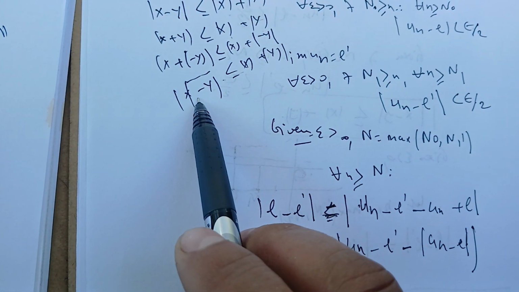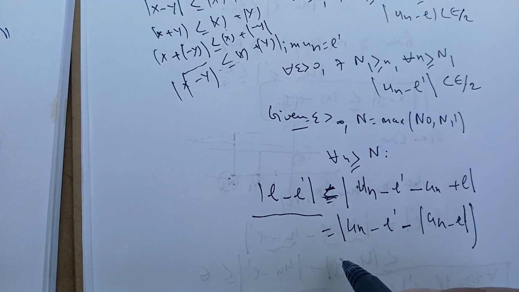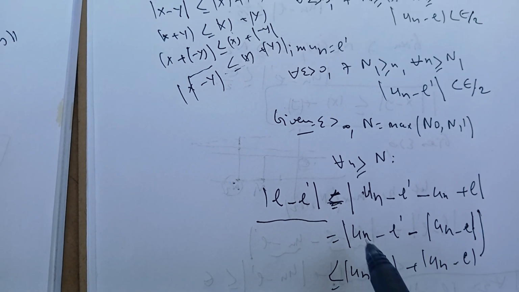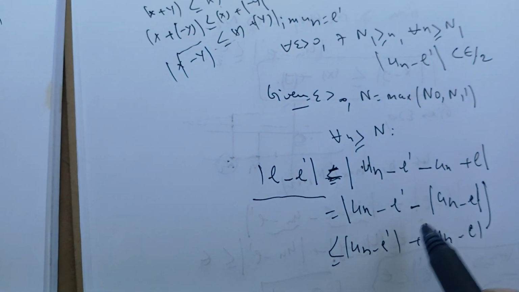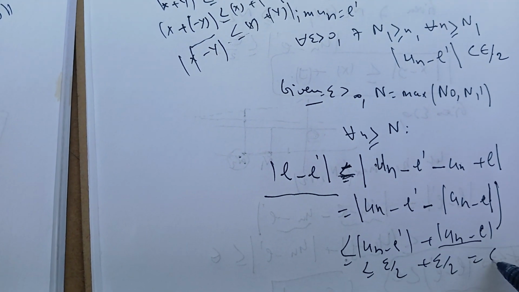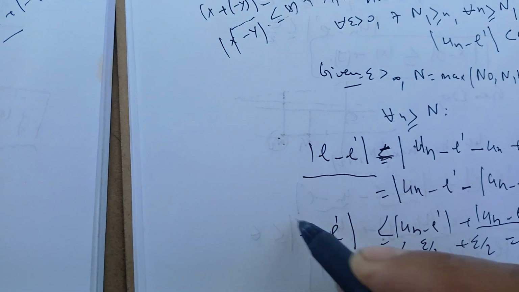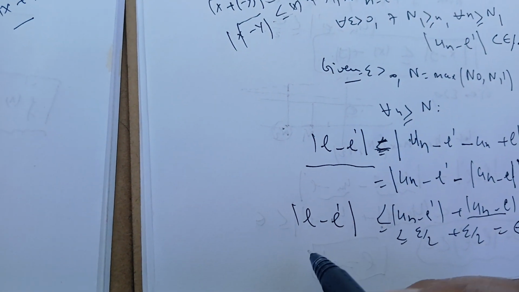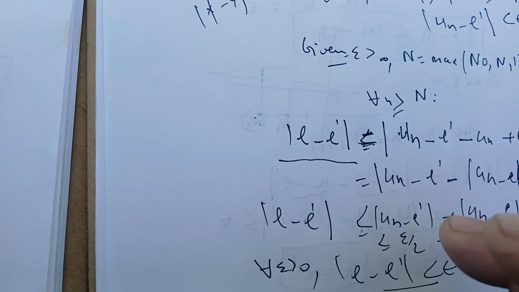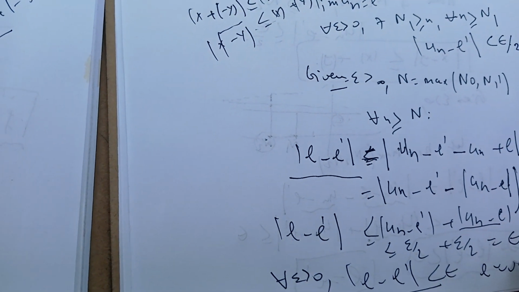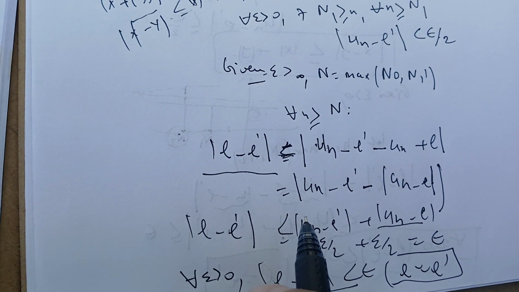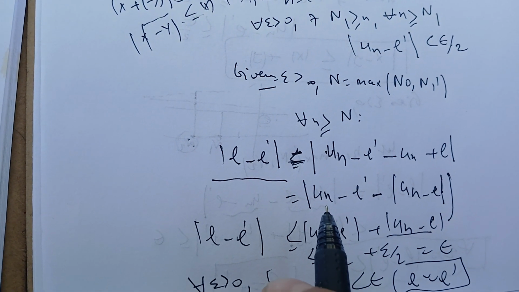Now I'm going to apply the triangular inequality. This will give me |un minus L prime| plus |un minus L|. Now this one is less than epsilon over 2, and this one is less than epsilon over 2. That means |L minus L prime| is less than epsilon. That means I have for every epsilon positive, |L minus L prime| is less than epsilon. What did we say before? That means that L is L prime. That means the limit is unique. Okay? This is a proof of the uniqueness of the limit of the sequence.